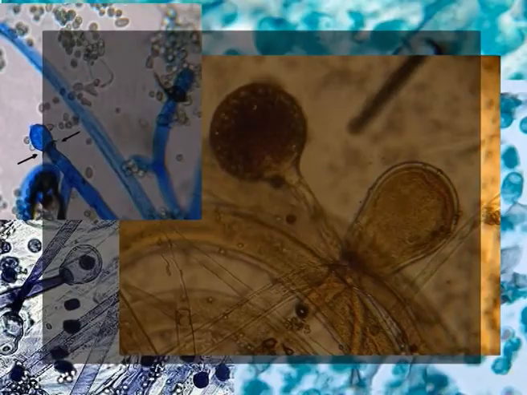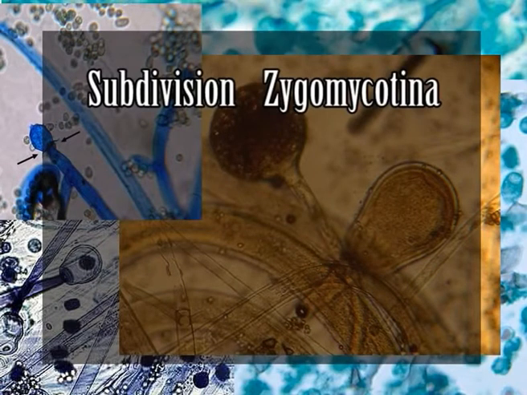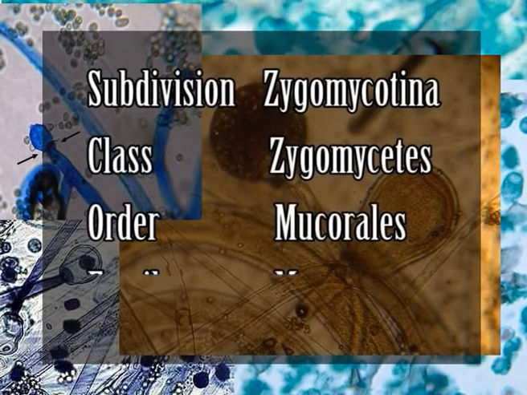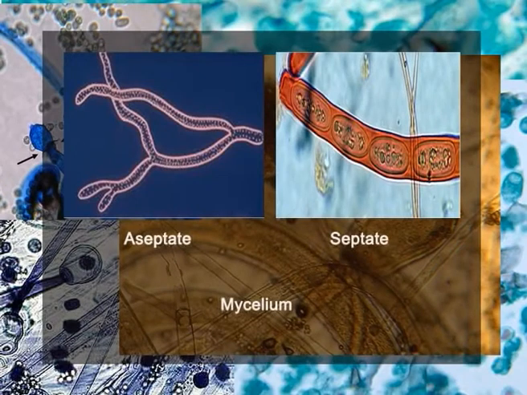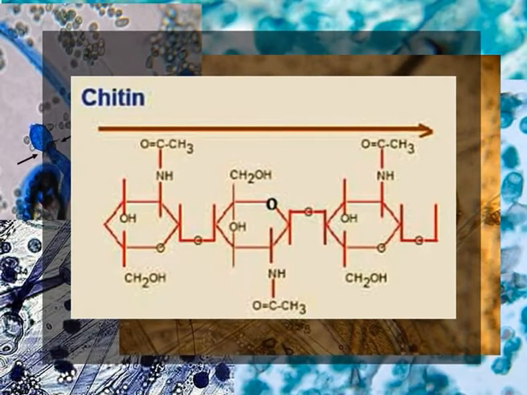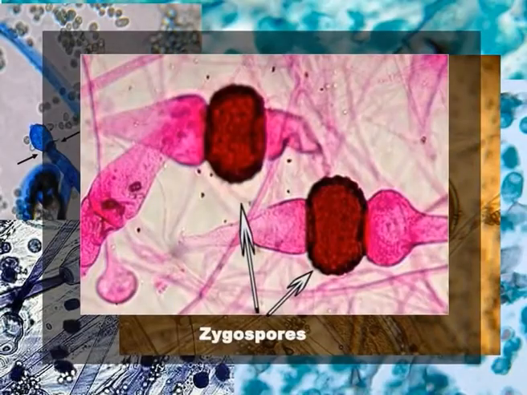Mucor, also called black mold or pin mold, belongs to the subdivision Zygomycotina, class Zygomycetes, order Mucorales and family Mucoraceae. The fungi included in Zygomycotina are mostly terrestrial and reproduce asexually by non-motile spores. Their thallus is usually mycelial and aseptate, and the cell wall contains chitin and chitosan. They are normally haploid.